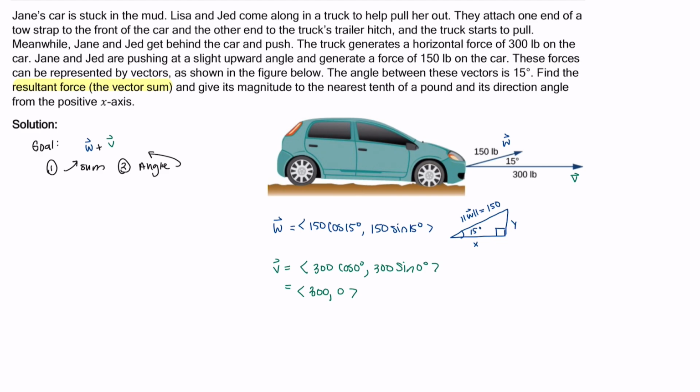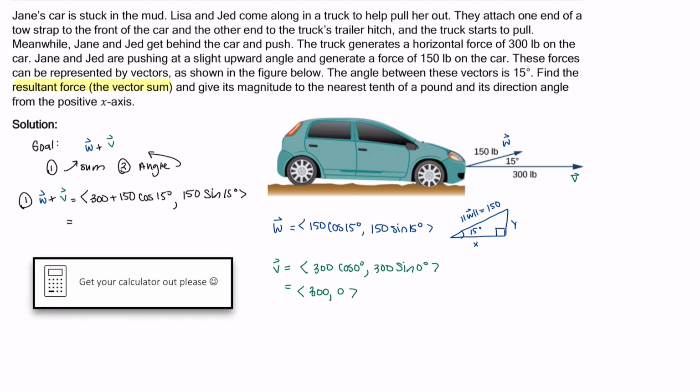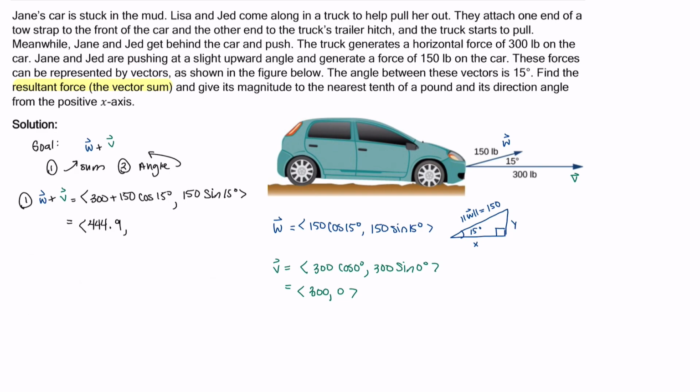Okay, so now let's tackle goal 1. Goal 1, that is the sum W plus V, is equal to 300 plus 150 cosine of 15 degrees. So all I did was add the two x components. And for the y components, I have 0 plus 150 sine of 15 degrees, so that's just 150 sine of 15 degrees. Please pull out a calculator and work this out. So for your x component, you have 444.9. And the y component, we get 38.8.